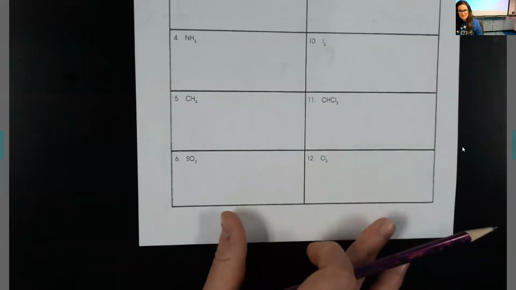SO3. I think this one's really interesting. Oh my gosh, this is going to take more than 2 minutes, so it's okay. Okay, so SO3. Naturally, I'm going to think, okay, there's 3 bonded oxygens. Is there going to be a lone pair on the central atom?